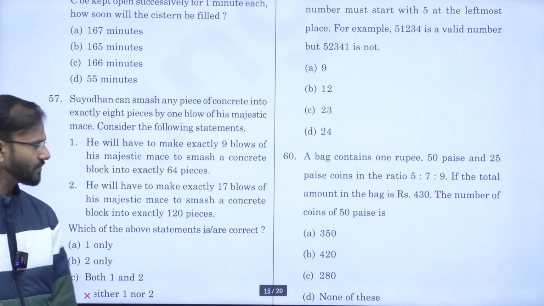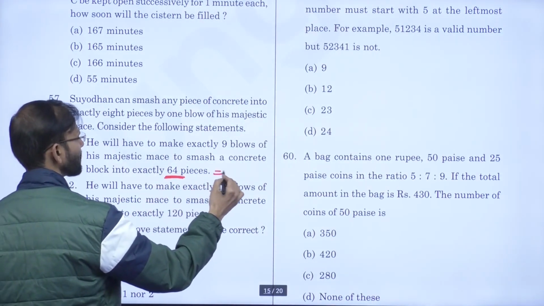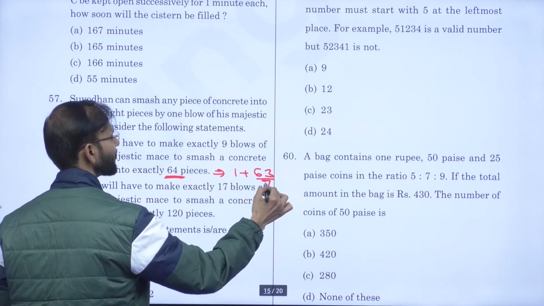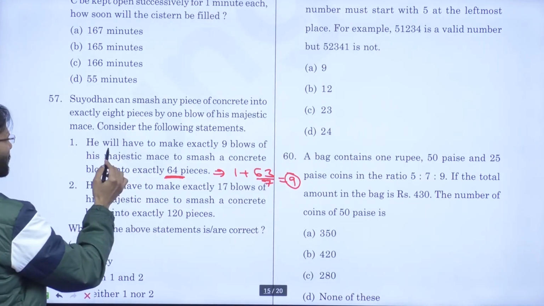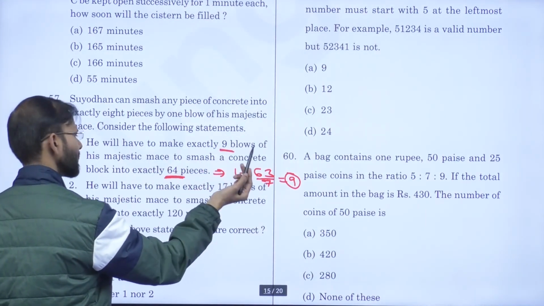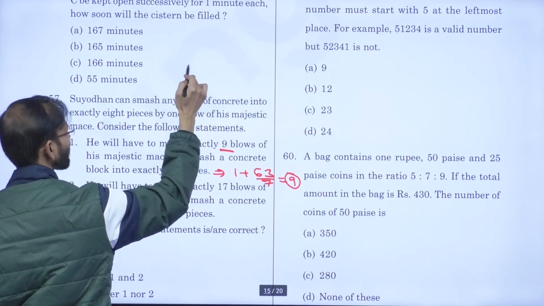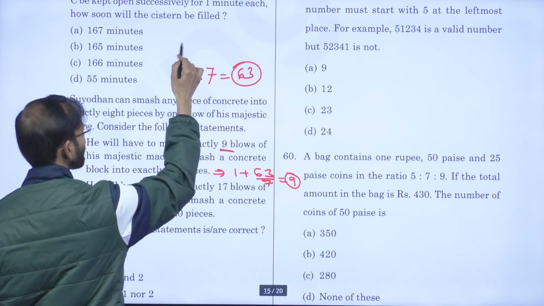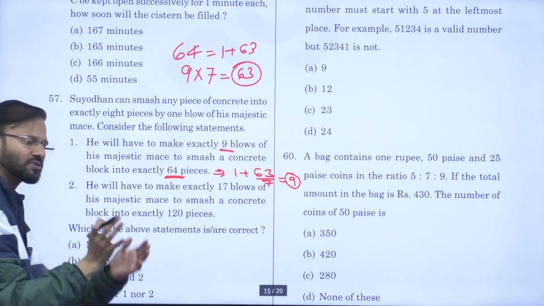Okay, so guys, 64 means 1 plus 63, right? 63 divided by 7 is 9. So he will have to make 9 blows. Yes, correct, because 9 into 7 is 63, and 64 is like 1 plus 63 because one part is already there, right?